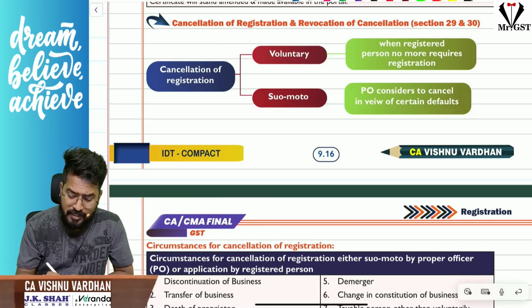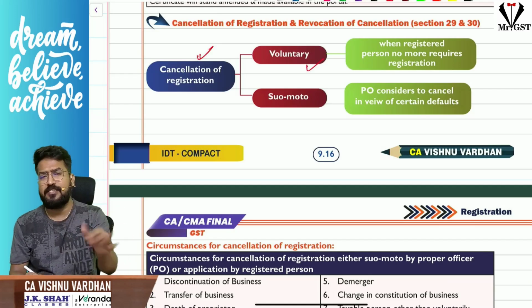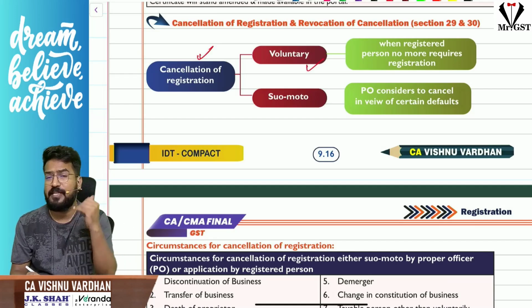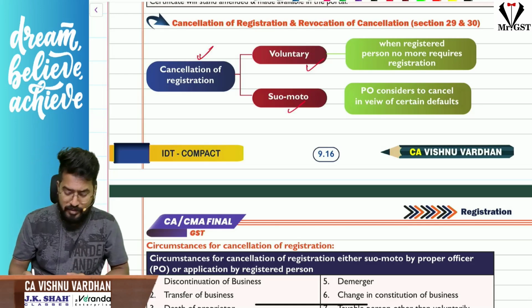The next one is cancellation of registration. Cancellation of registration, understand, either you can ask for cancellation, that is voluntary cancellation by the taxpayer, or suo moto cancellation by the proper officer. The proper officer also can cancel your registration.